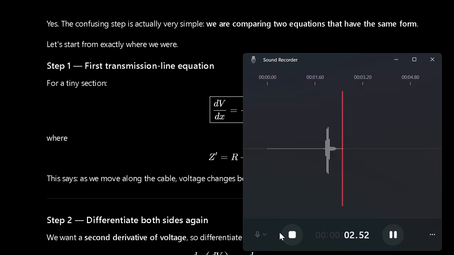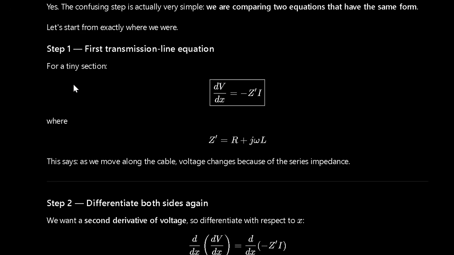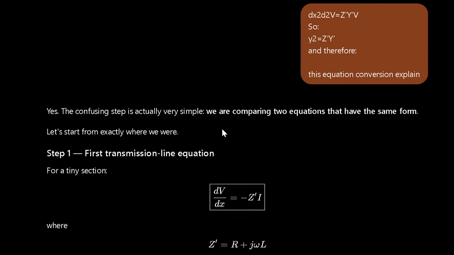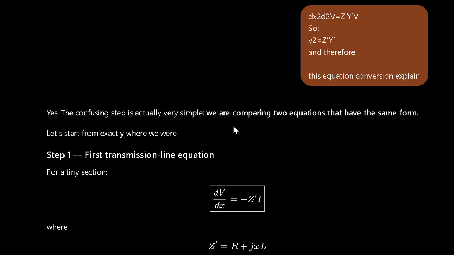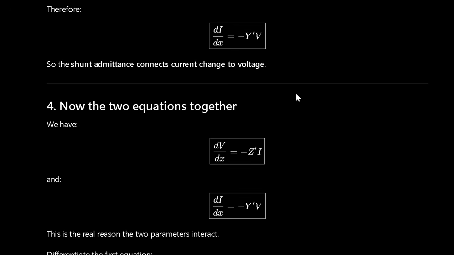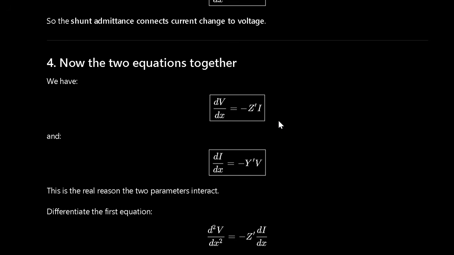Yes, the confusing step is actually very simple. We are comparing two equations. Yesterday we covered what the transmission line equation is. Why do we get dV/dx equals minus Z' I? Why do we get dV by dx equals minus Z by I?